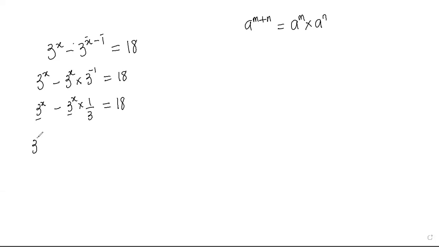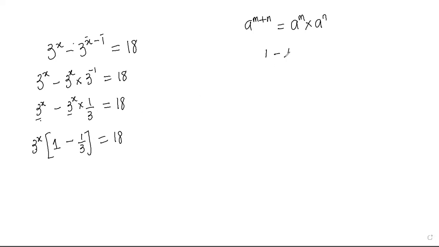So you have 3 to the power x. Then when 3 to the power x divides 3 to the power x, you have 1. When 3 to the power x divides this quantity, you'll be left with minus 1 over 3 equal to 18. And now from here, you can simplify 1 minus 1 over 3. So let's do it somewhere here.